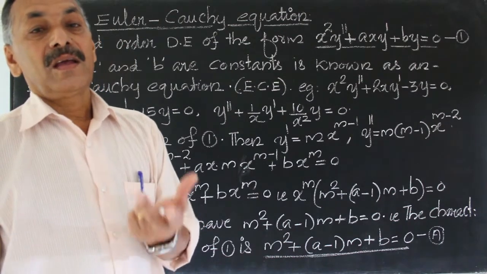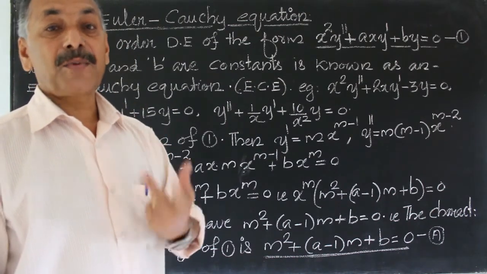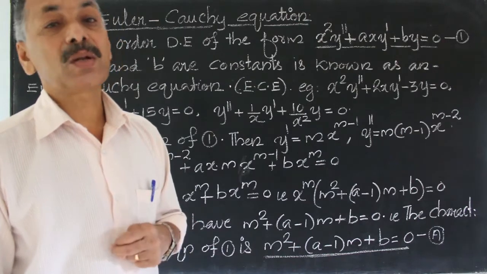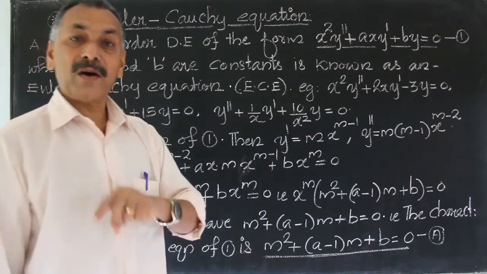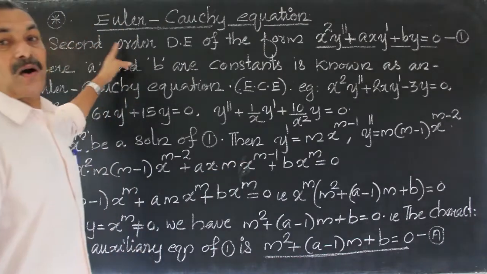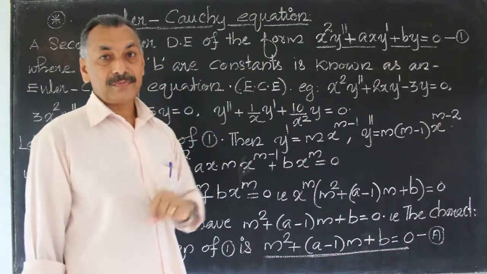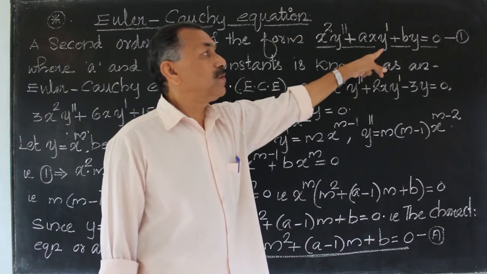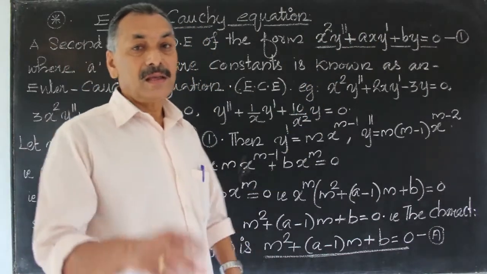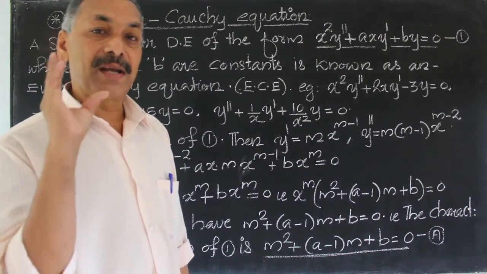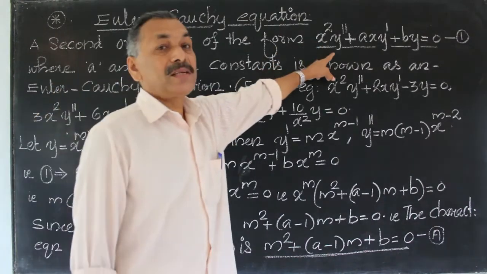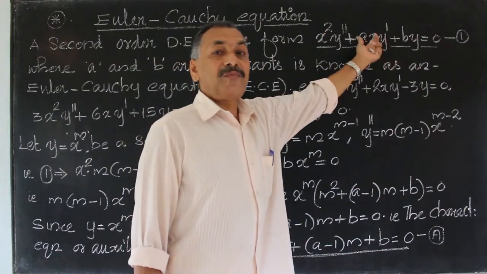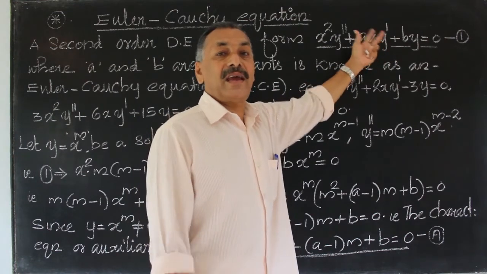In the same way, what is the general form of an Euler-Cauchy equation? It is a second order differential equation of this form: x squared y'' + axy' + by = 0. There is a term with y'', a term with y', and a term with y. What is the coefficient of y''? x squared. And the coefficient of y' is x times a constant.